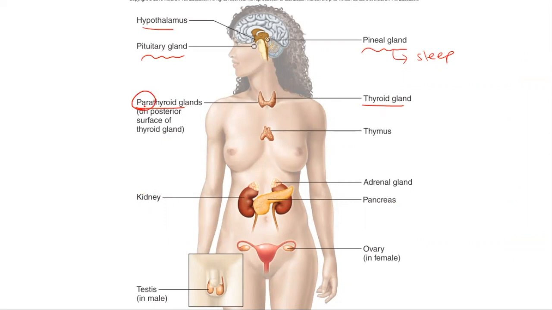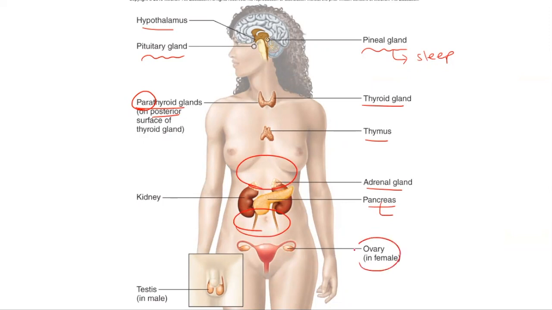Para means near or close by, so the parathyroid is close to the thyroid gland. Specifically, these are found on the posterior, back surface of the thyroid gland. You see the thymus here, and the adrenal glands that are close to the kidneys. You see the pancreas, which is close to the stomach as well as the small intestine, important for digestion.